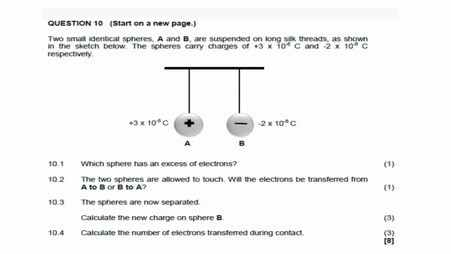Okay. So for 10.4, it says now calculate the number of electrons transferred during contact. From the previous question, we learned that the new charge that we calculated on sphere B will also be the new charge for sphere A. So both sphere A and sphere B have the same magnitude of charge, right? Hence, after contact, they then separate.